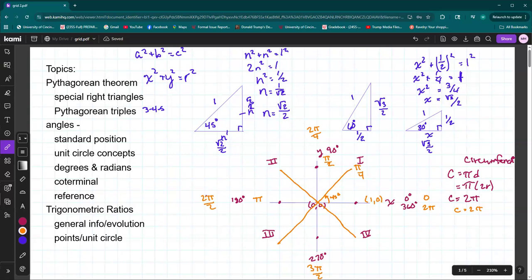This will be 3 pi over 4, 4 pi over 4, which they cancel out, and I just have pi again. 5 pi over 4, and 6 pi over 4, which becomes 3 pi over 2. So 6, 7 pi over 4, 8 pi over 4, which reduces down to 2 pi.